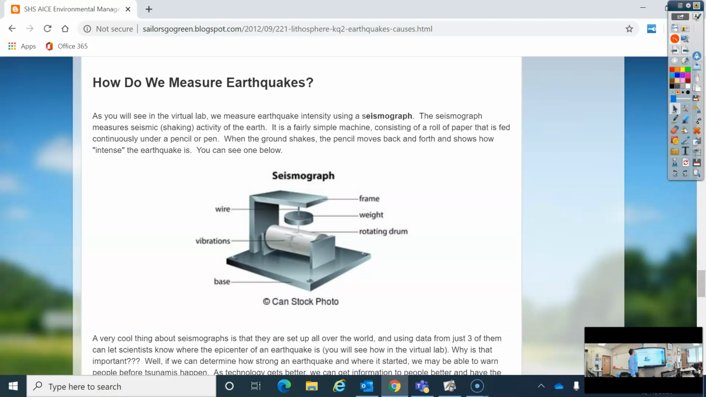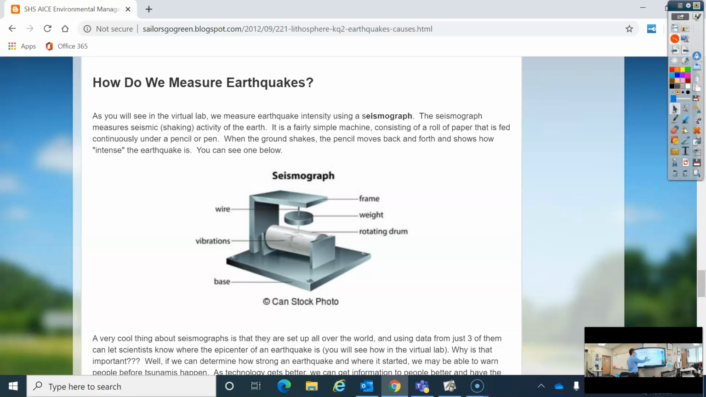So how do we measure earthquakes? As we're going to look at, or maybe by the time you watch this you've already seen it, in the virtual lab, we measure earthquake intensity using a seismograph. A seismograph measures seismic shaking, activity of the earth. It's a pretty simple machine.